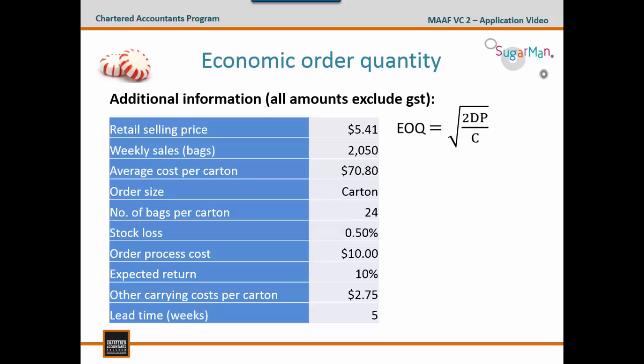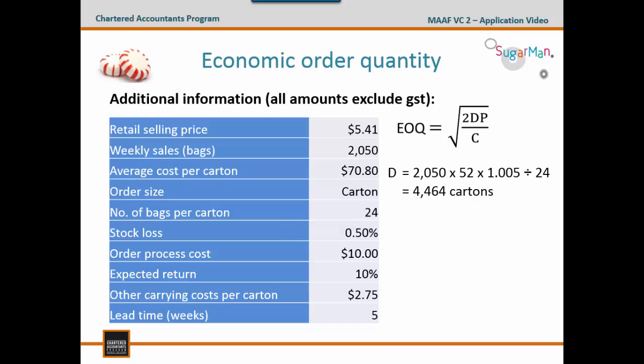The lollies are purchased by carton, with a carton containing 24 bags. The standard landed cost in Australia at the Sydney warehouse is $70.80 per carton. We also have information about stock loss, order processing costs, carrying costs, and order lead times. So we can use this information to determine the economic order quantity. We will start by working out each of the components of the formula.